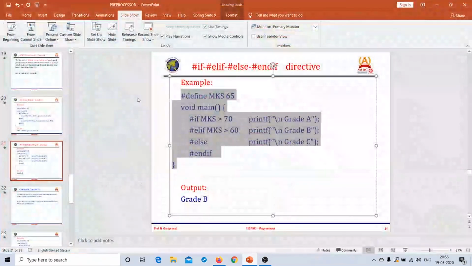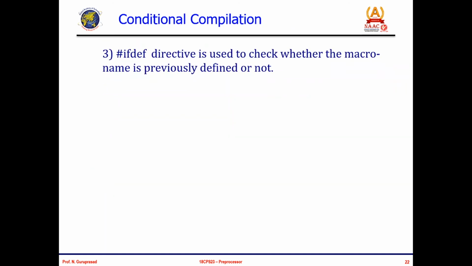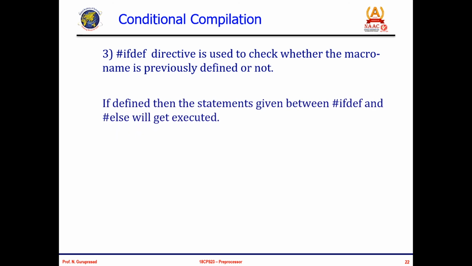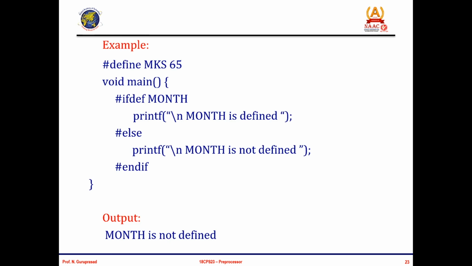So let's go back to the PPT. This is what we have already seen, right? The #ifdef directive is used to check whether the macro name is previously defined or not. We have already seen that with the help of examples. So nothing new. If it is defined, then the statements between #ifdef and #else will be executed. That's what I already told you. These are some of the examples. This is another example which tells about those three preprocessor directives.